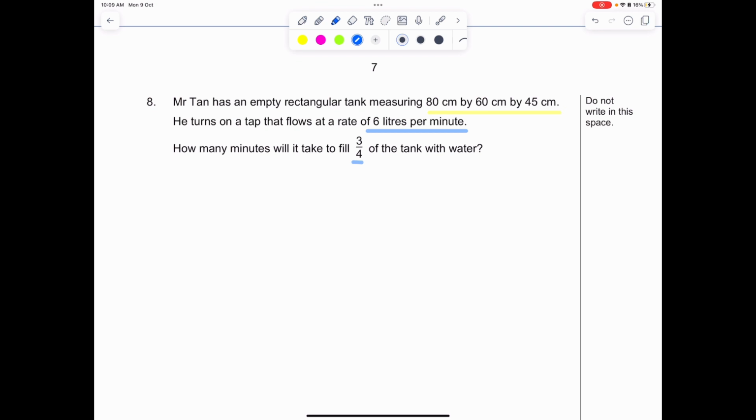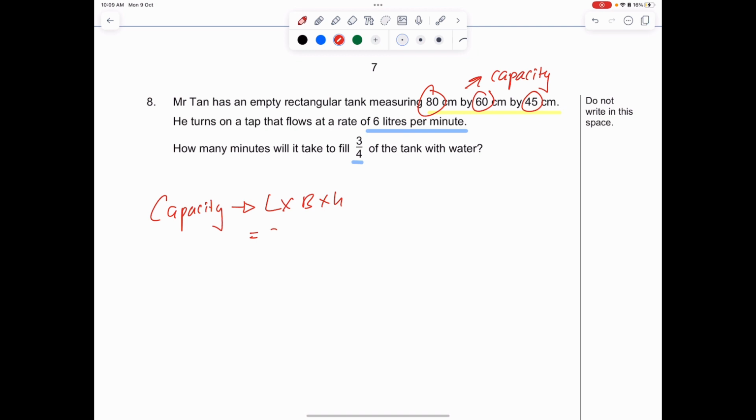So in the first place, we want to find what is capacity. Remember, capacity means how much the tank can fill when it's the fullest. So capacity, to find volume of something, is length times breadth times height. And that would be 80 times 60 times 45. Okay? So your answer is actually 216,000.